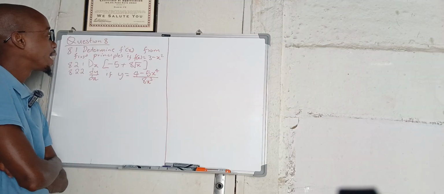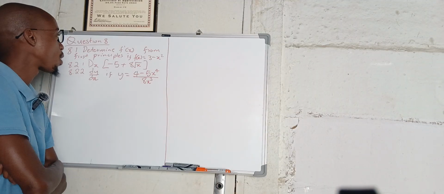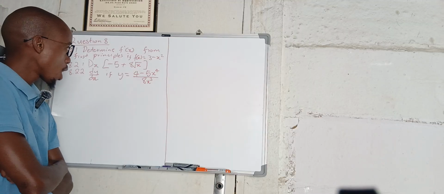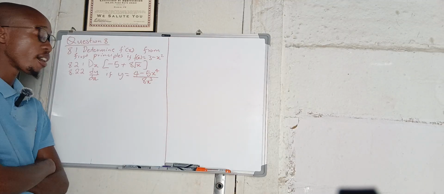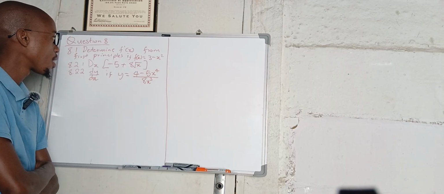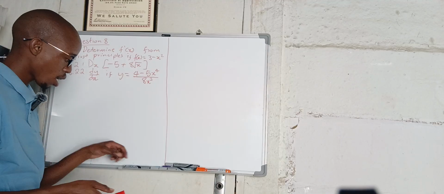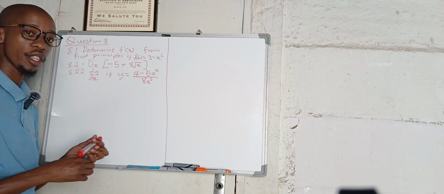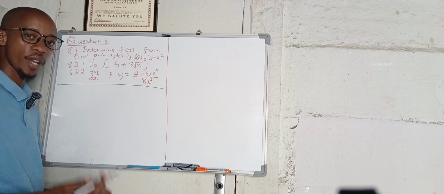So today we will be dealing with calculus, how to solve calculus problems. As you can see here, question 8 says: determine f prime of x from first principles if f of x is equal to 3 minus x squared. So now let's try to find the solution for this question, as seen from first principles.